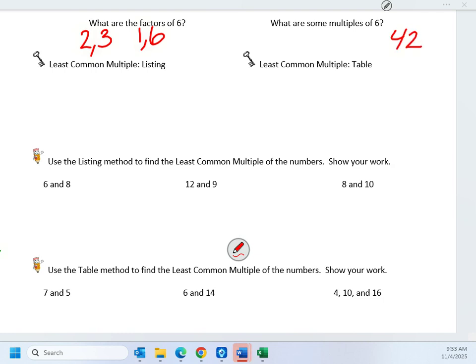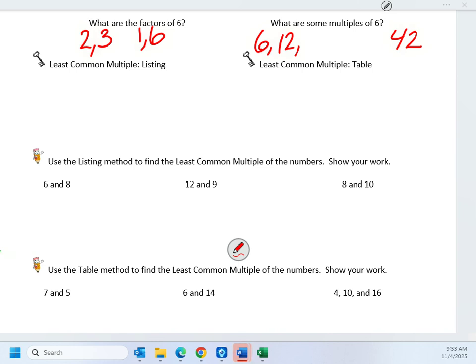I like to put it in order. What number do you think I should start with? Even smaller. Vinny? 6. Start with taking your number and multiplying it by 1. 6 times 1 is 6. What do you think I should multiply it by next, Haley? 12. Yeah. 6 times 2 is 12.